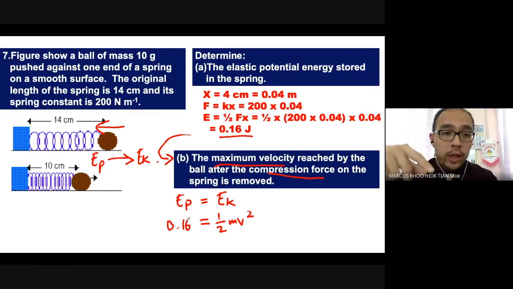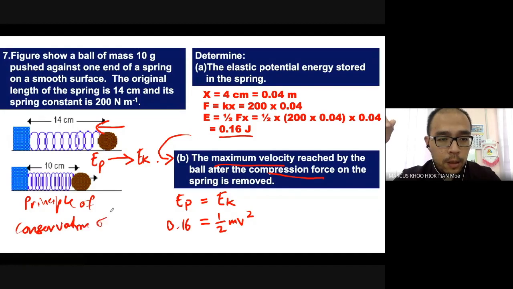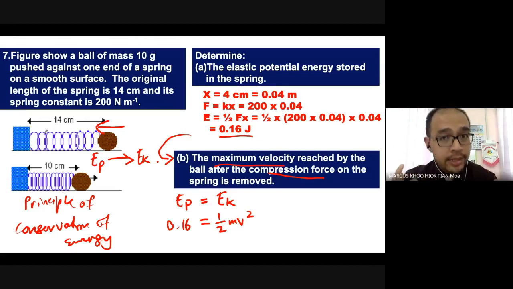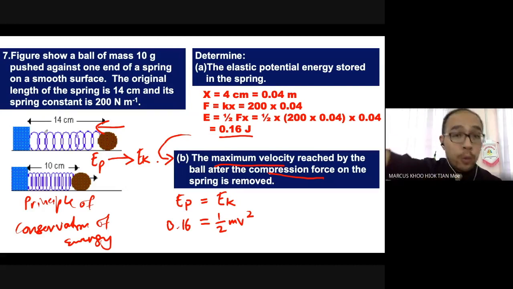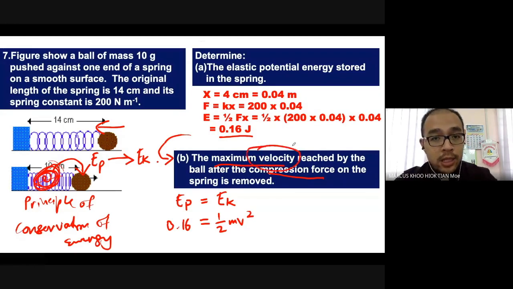So this is what we call the principle of conservation of energy. In this case, when you push the ball in, it is going to store the elastic potential energy because it is in the spring. But when you release the ball, the ball will fly. As long as the ball flies, that's kinetic energy. So we assume that all the elastic potential energy inside here is transferred into the ball so that it can fly far. And that's why there's this velocity question over here.